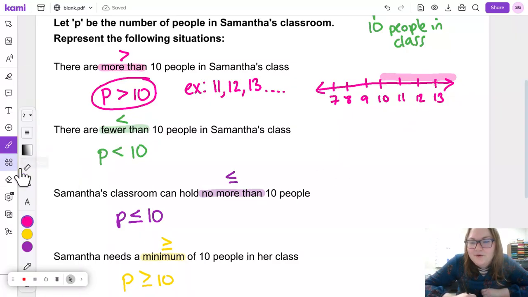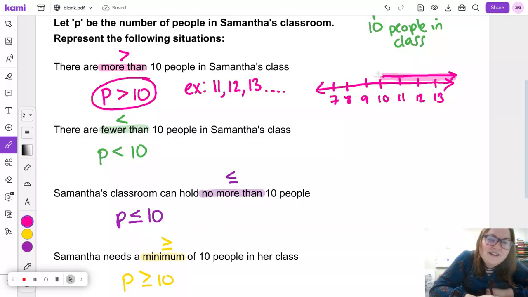The other important part when you're showing your answers on a number line is we need to show if we're talking about 10 or not. So I'm talking about all these numbers to the right of 10. Do I want to include 10 as an answer? No. If there's more than 10 people, it means there's not 10 people. It's only numbers bigger. And so the way we show that is we show that 10 is not colored in by using a circle that looks like this. We call that circle an open circle. Open circle just means I'm showing that it's not colored in. I'm not including it as an answer.